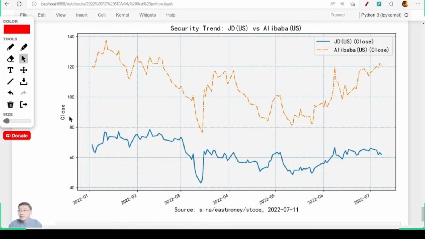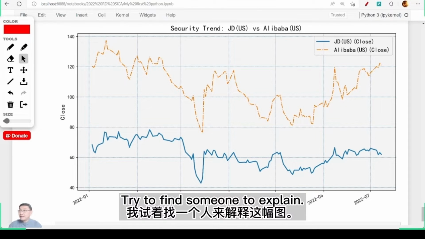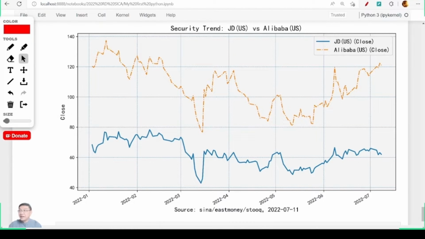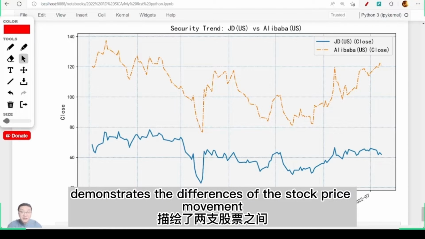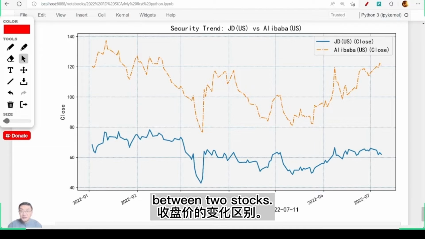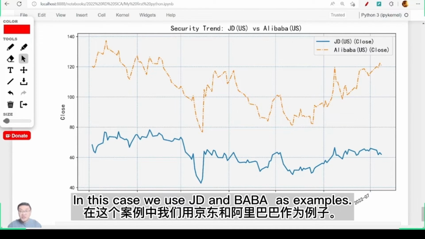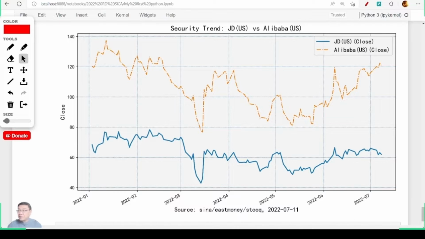Okay, let's get back. I'll try to find someone to explain. So this figure demonstrates the differences in stock price movement between two stocks. In this case, we use Jingdong and Alibaba as an example.